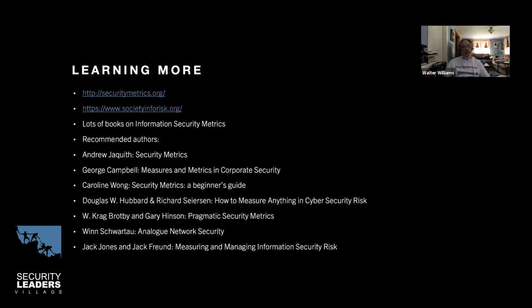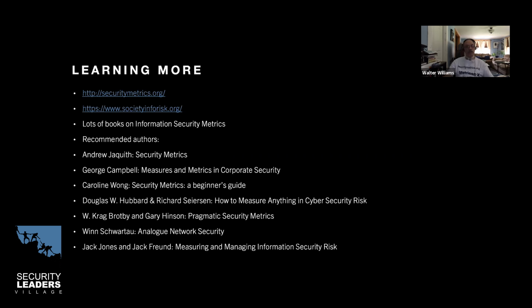There are some great books out there. I highly recommend Andrew Jaquith's Security Metrics, George Campbell's Measures and Metrics in Corporate Security. Caroline Wong's Security Metrics, A Beginner's Guide is a great place to start. Taking a look at Douglas Hubbard and Richard Seiersen's How to Measure Anything in Cybersecurity Risk is a brilliant book. By the way, Richard Seiersen's got a new book coming out, The Metrics Manifesto. Please, when that comes out, buy it, read it. He's brilliant and well worth paying attention to.